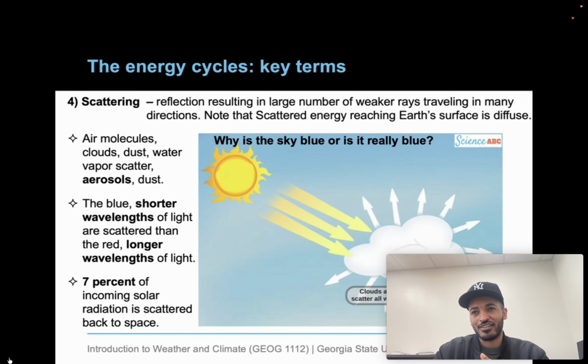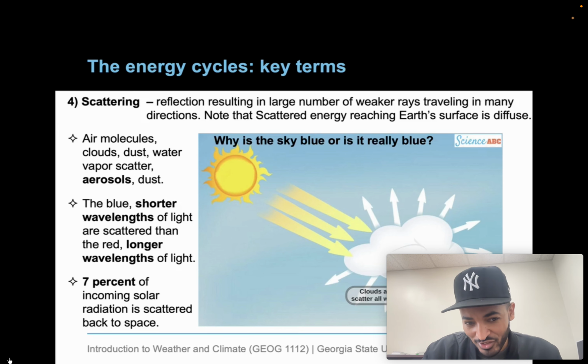But remember, scattering is a form of reflection. Reflection only describes rays that pass at an angle, while scattering results in a large number of weaker rays traveling in all directions.